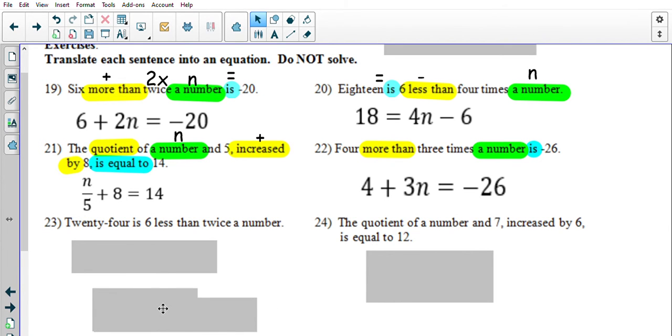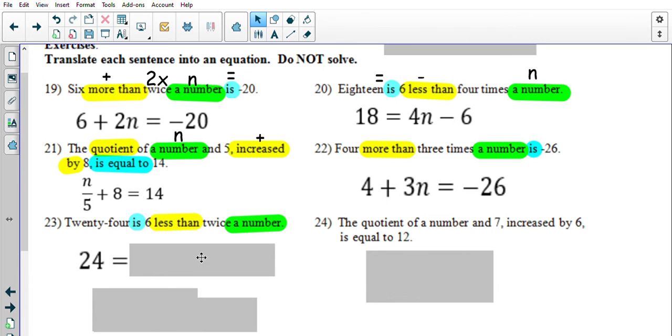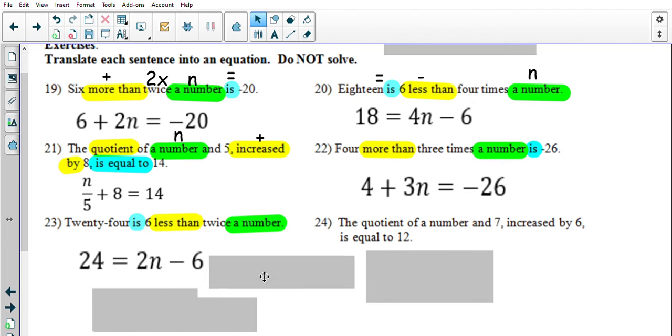Number 23. 24 is 6 less than twice a number. Don't forget is represents our equal sign. 6 less than represents subtraction. Twice a number is 2 times our variable n. But be careful with this. So we're going to start with 24 equals 6 less than twice a number, take twice the number minus 6. Don't forget less than. We're going to switch that order around. If we see less than, fewer than, shorter than, we're going to switch that order around.